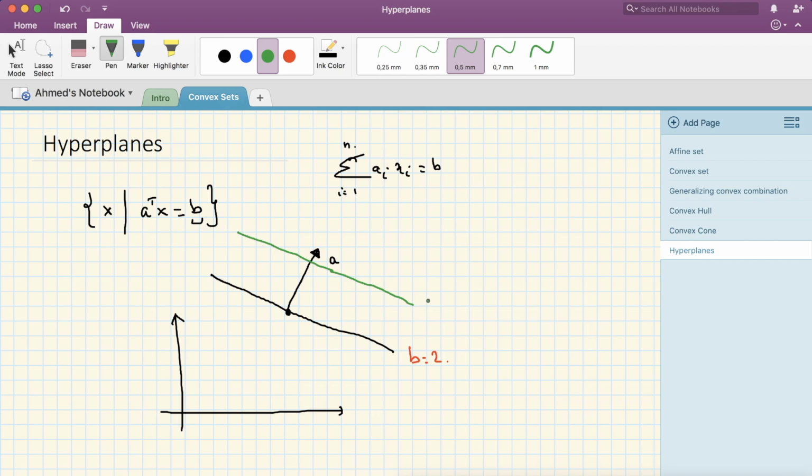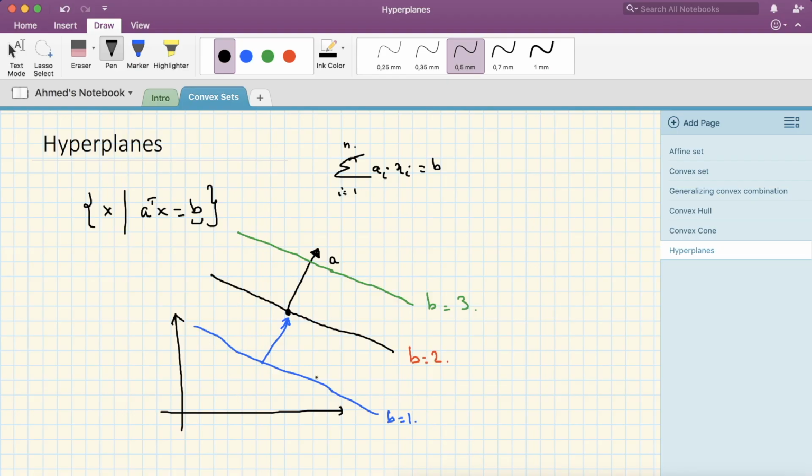But because B is greater, then it should be lifted upwards. Similarly, if B is less than 2, then it should be somewhere here. Again, parallel, right? Because it would also be sharing the same normal vector A. So what I mean to say is that B would only define the level, how high or low my line is. Okay, so those lines define something called a hyperplane. It is a plane in n dimensions. It's not just a line, it's a plane.